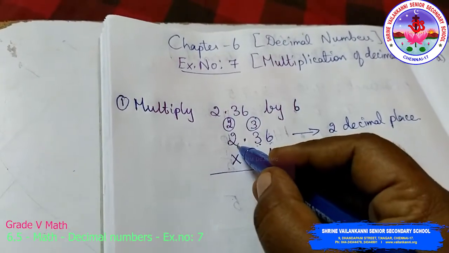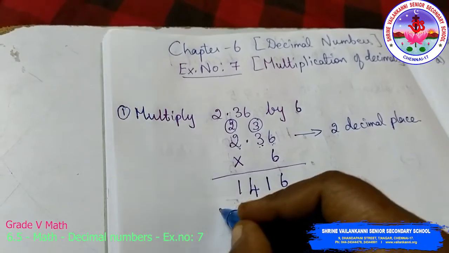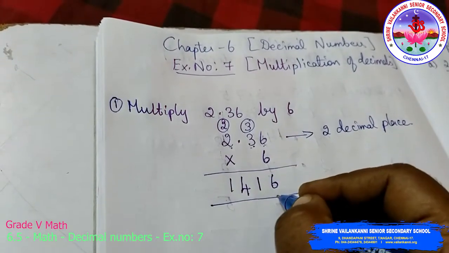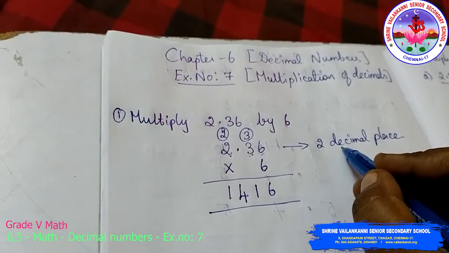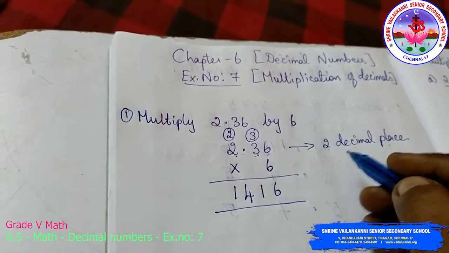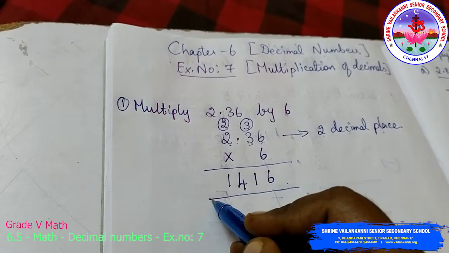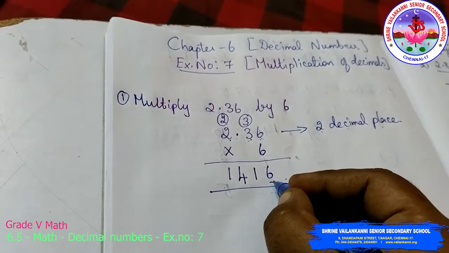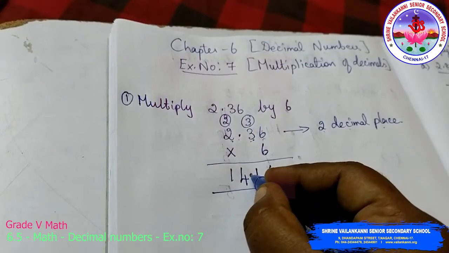6 twos are 12. 12 plus 2, 14. So now the multiplication is over. After completing the multiplication, now consider the decimal places. How many decimal places after the decimal point? 2 decimal places. So now from the right side to the left side, 2 decimal places we have to move. This is 1 decimal place, this is 2 decimal places. After 2 decimal places, this decimal point has to be placed.